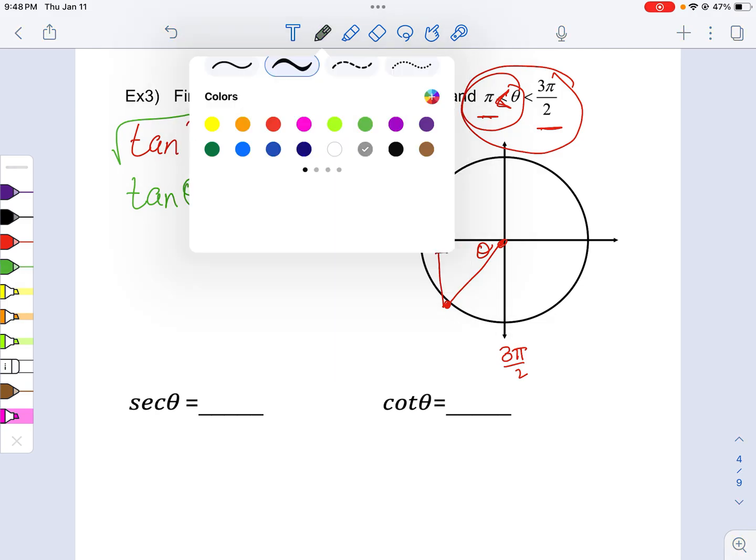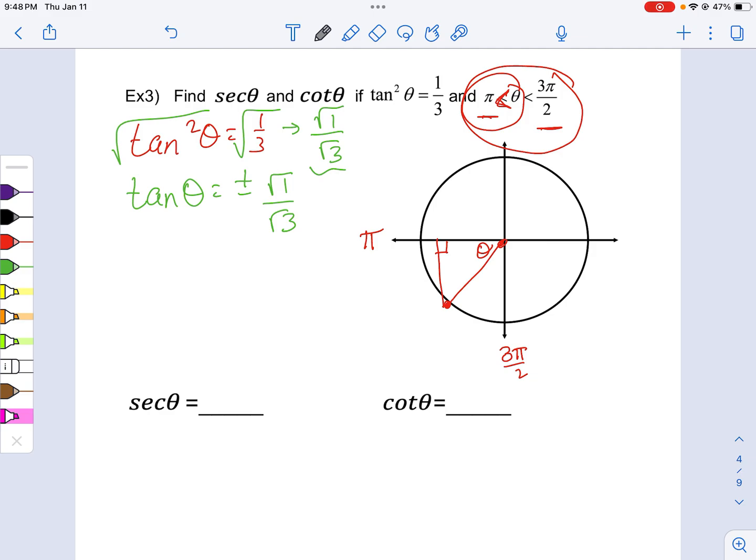Now, some of you might be tempted to get rid of the root 1, but realistically, we've got to rationalize. So I'm just going to multiply top and bottom by root 3, which gives me root 3 on top and then positive 3 on the bottom. So I know that tangent is equal to plus or minus root 3 over 3.